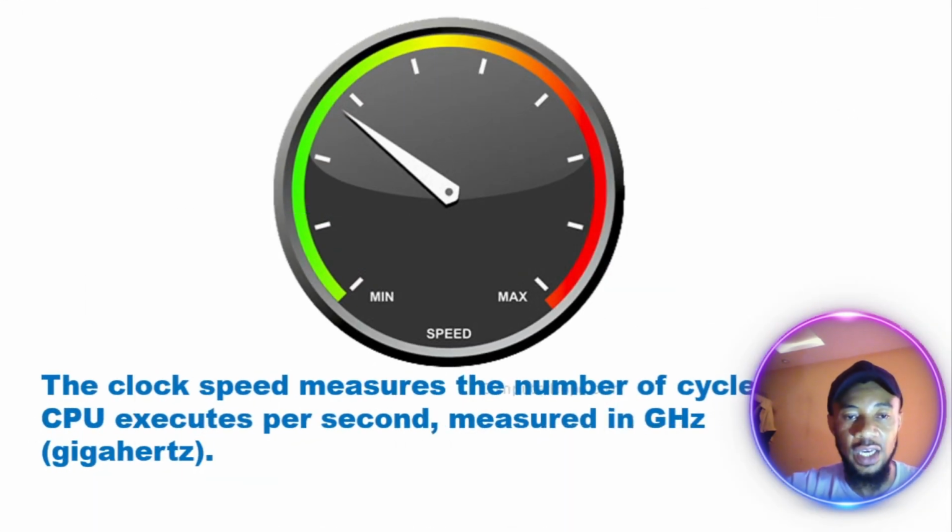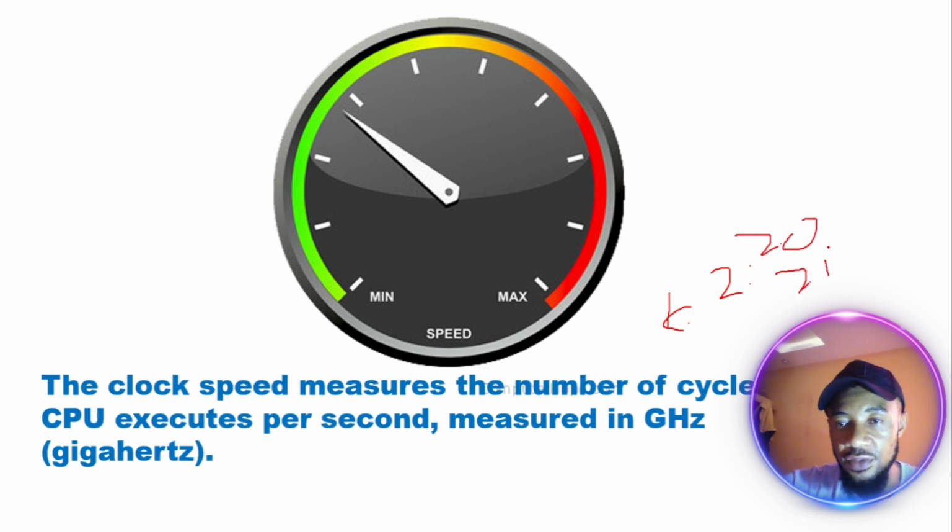So the next thing to consider is clock speed. The clock speed measures the number of cycles your computer executes or performs a particular task per second. So these speeds are measured in gigahertz. So sometimes you will see something like 1 gigahertz, 2 gigahertz, 2.0, 2.5, 2.6, okay, and so on. So the higher the clock speed, the faster your system.